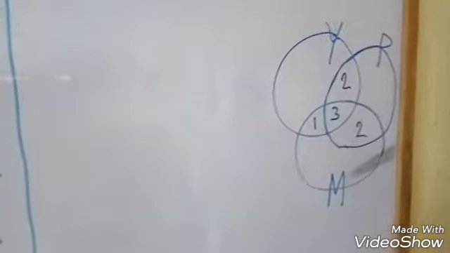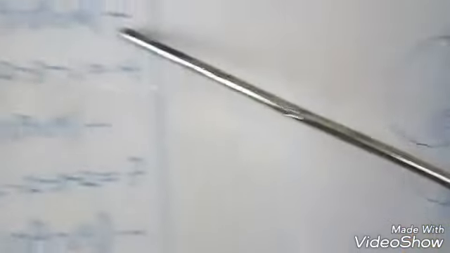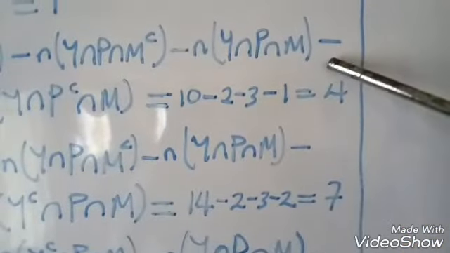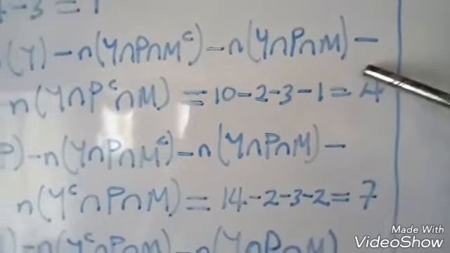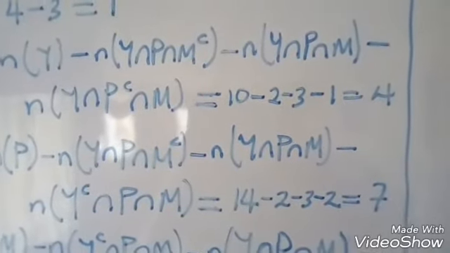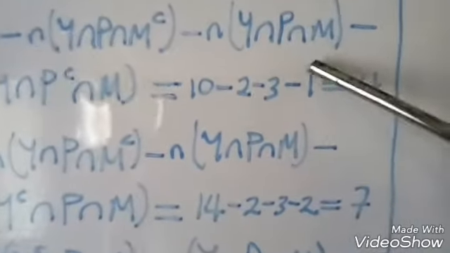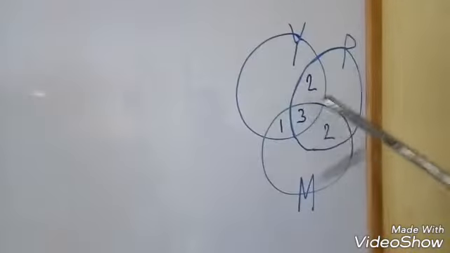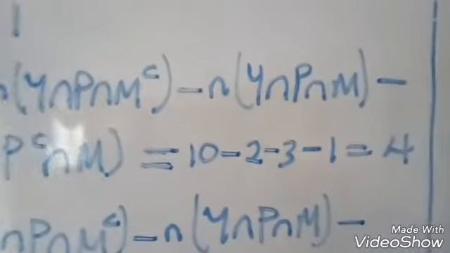And if you look at the formula, it says n of y minus n of y intersection p intersection m complement, which is this one, minus n of y intersection p intersection m, which is this one, minus n of y intersection p complement intersection m, which is this one. So when you subtract, you have 4. So here is 4.